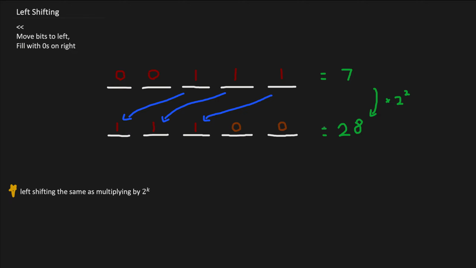If you left shift a number, it's the same as multiplying the number by 2 to the power of how many times you left shift. So for instance, in this case, I left shifted twice, so it's the same as multiplying the number by 2 squared. And you can see because the original number is 7, and when I left shifted it, it ended up being 28.